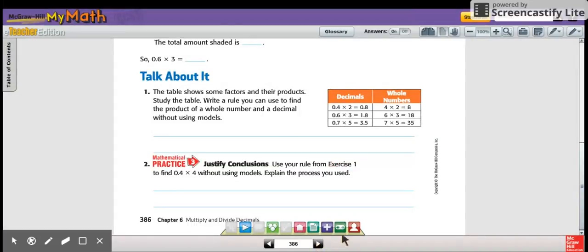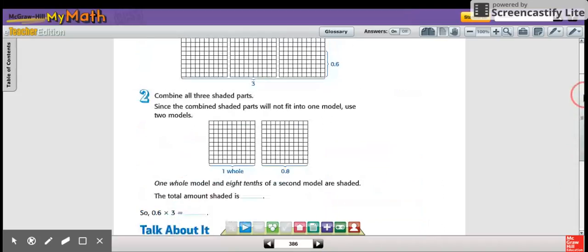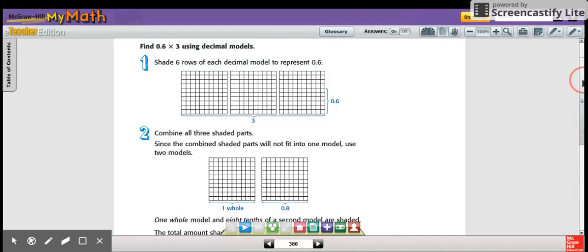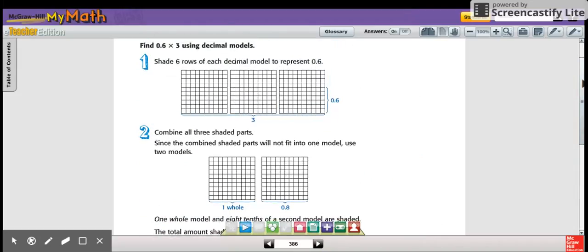We're now on page 386. We're going to do the same thing, this time finding 6/10 times 3 using decimal models. Now we have 3, so we have 3 sets of models. We're going to shade 6/10 in on each one.